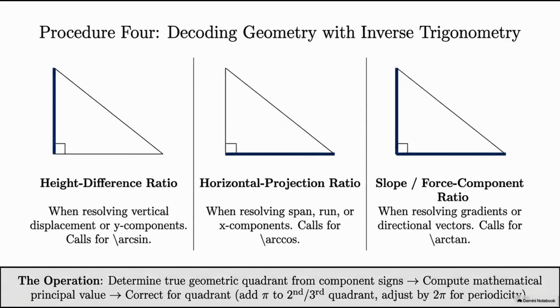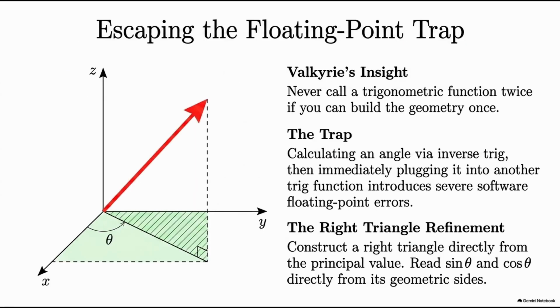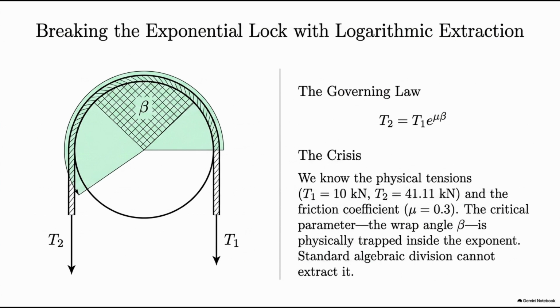tangent. Next, determine the true physical quadrant from the signs of the components. Calculate the principal value, adjust by adding 180 degrees if operating in the second or third quadrant, and construct a right triangle to extract exact sine and cosine values directly. Let us walk through example 1 involving belt friction on a capstan or pulley.